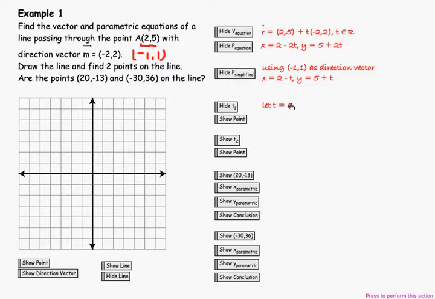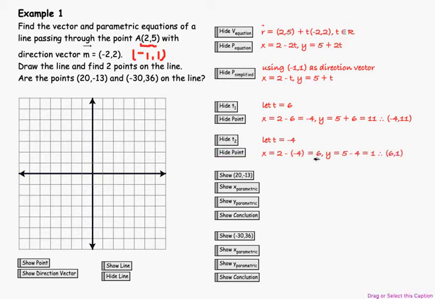Now I'm going to plug 6 in for t. And that's going to give me my x-coordinate, 2 minus 6 is -4. My y-coordinate, 5 plus 6, which is 11. So now that gives us the point -4, 11 is on the line. For a second point, choose a different t. I'm going to choose a t that's negative now. I'm going to let t be -4. And again, I'm going to plug in here 2, take away -4, 5 plus -4. So that gives me 6 for my x coordinate and 1 for my y coordinate. So therefore the point 6, 1 is on the line.